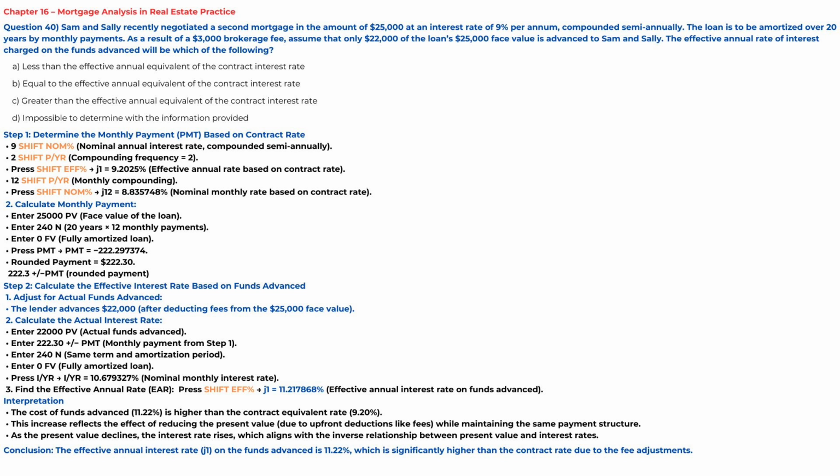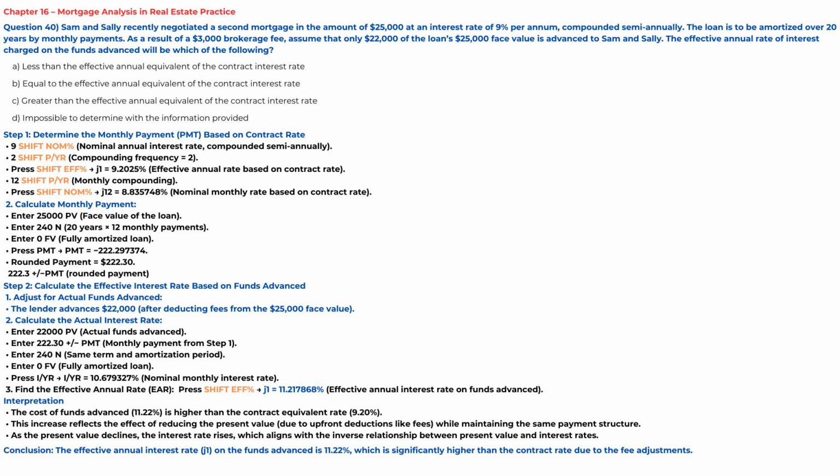Step 1. Determine the monthly payment PMT based on contract rate. 9, Shift NOM. 2, Shift PYR, compounding frequency. Press Shift Effective. Calculator stores J1 = 9.2025%, effective annual rate based on contract rate. 12, Shift PYR, monthly compounding. Press Shift NOM. Calculator displays J12 = 8.35748%, nominal monthly rate based on contract rate.